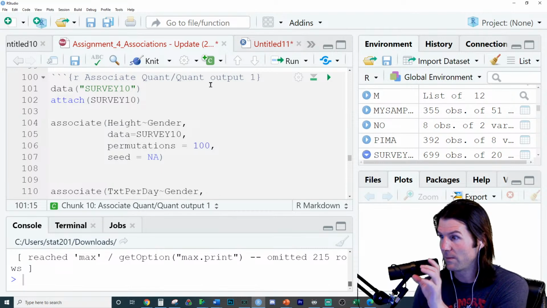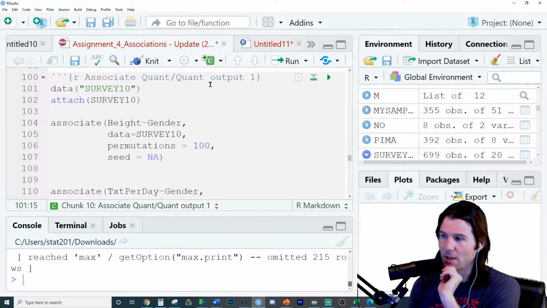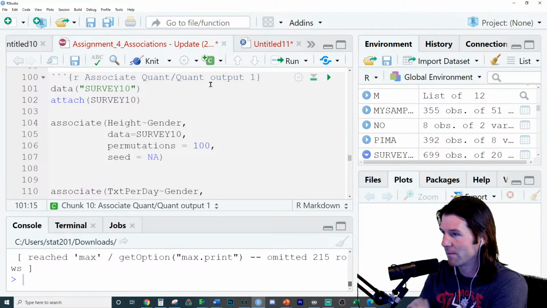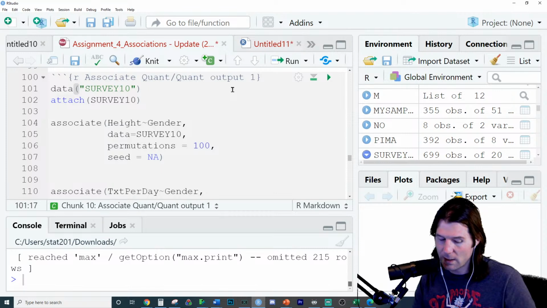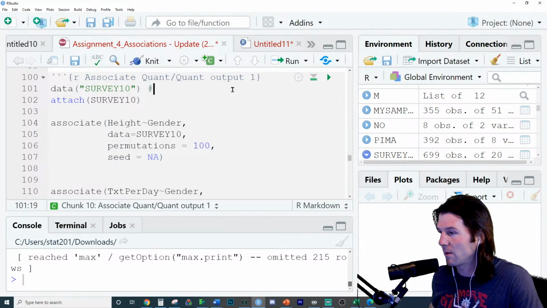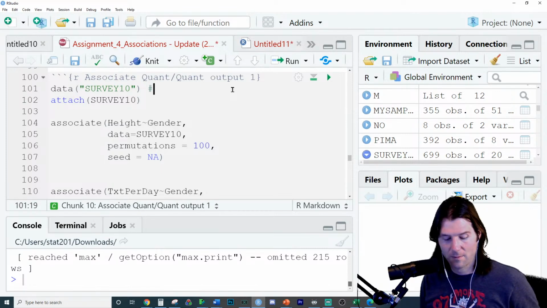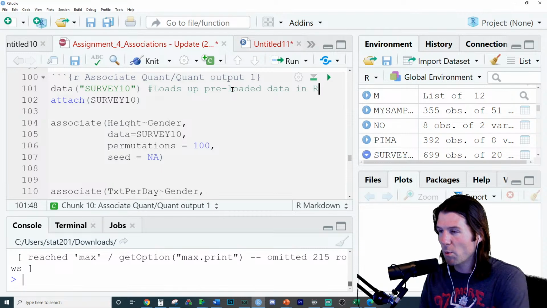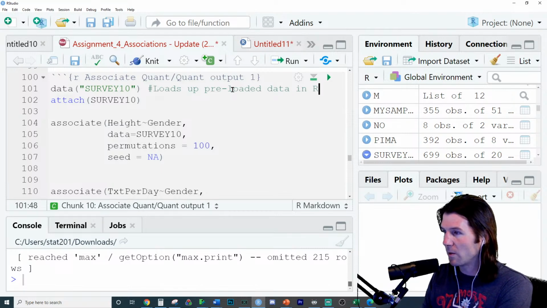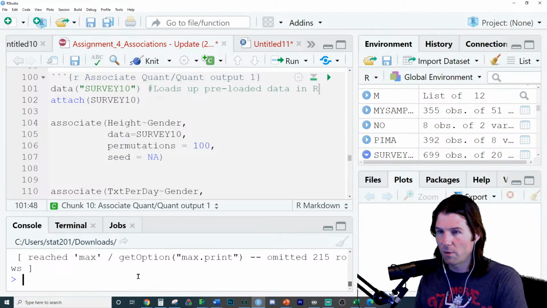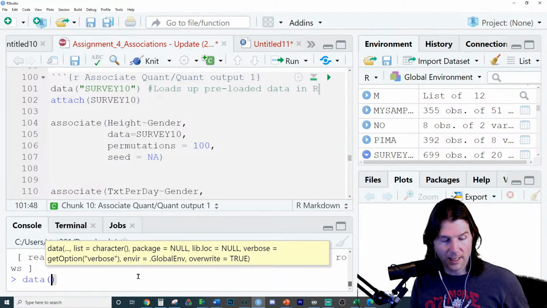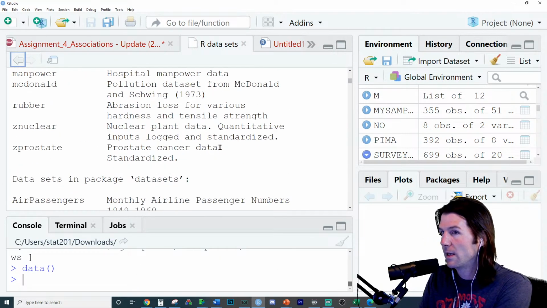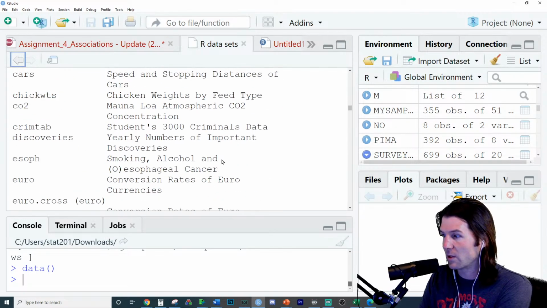What does data do? Because I'm probably going to switch it up for the next assignment, like on how we do it. What does the function data do? It's like preloaded video games that are installed on your computer. It loads these up. There's a whole bunch of data frames that R has access to that are installed into R.